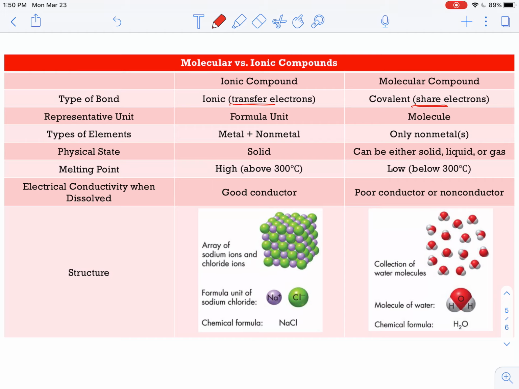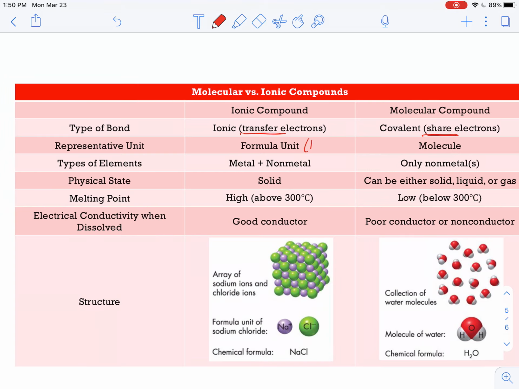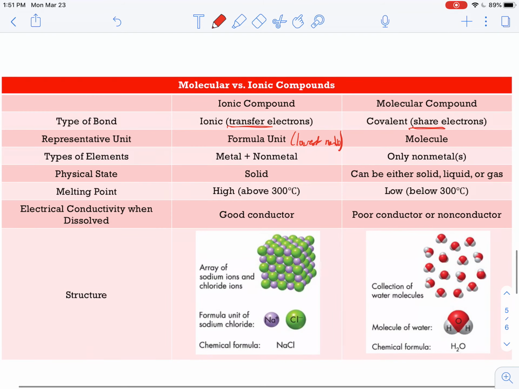We look at the representative unit of each, the smallest unit we can think of. Our formula unit for ionic compounds just told us what was that lowest ratio between our ions, between the positive ion and the negative ion. What we have, though, for our molecular compounds is a molecule, which is actually a physical unit that exists by itself.